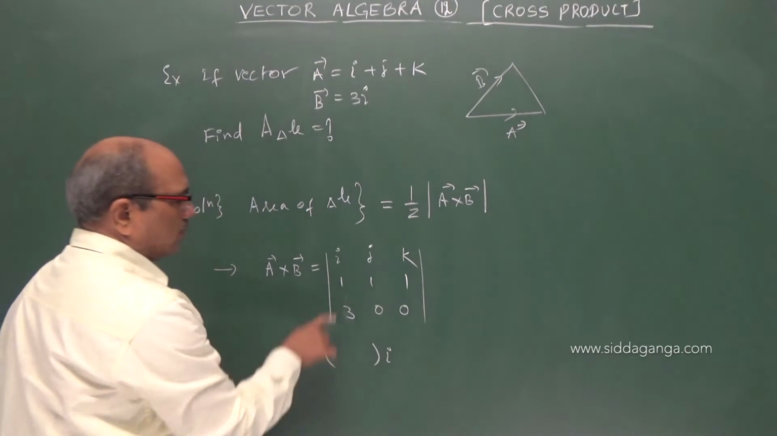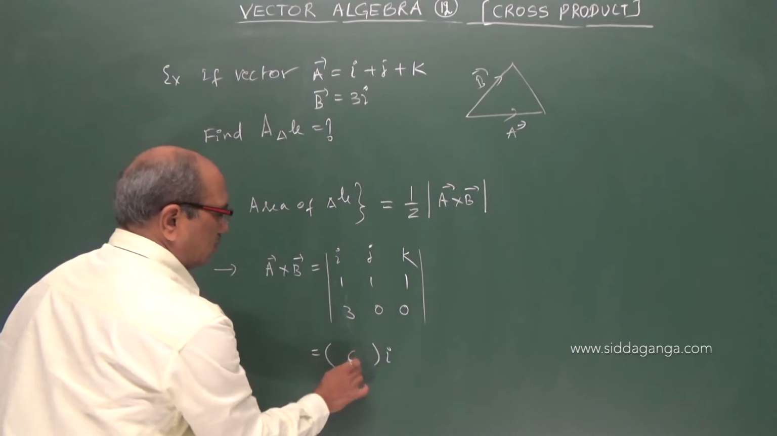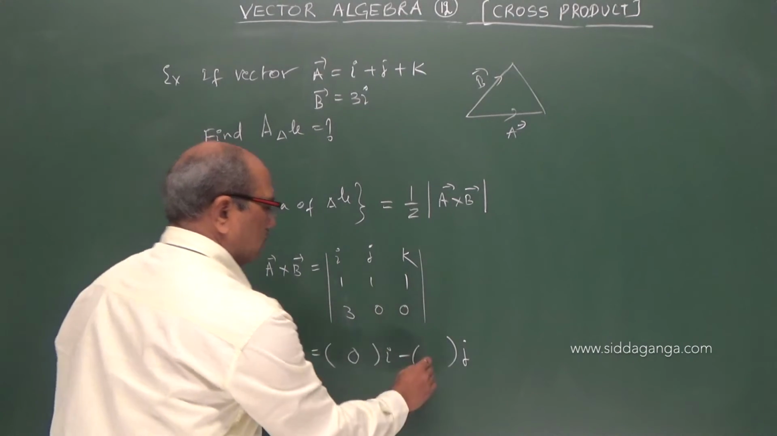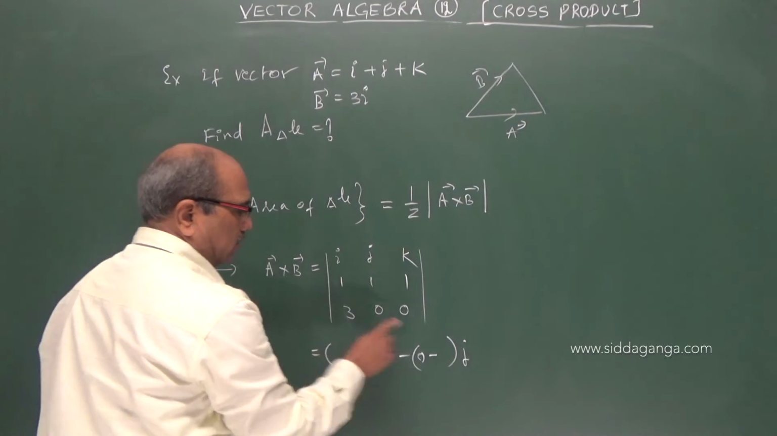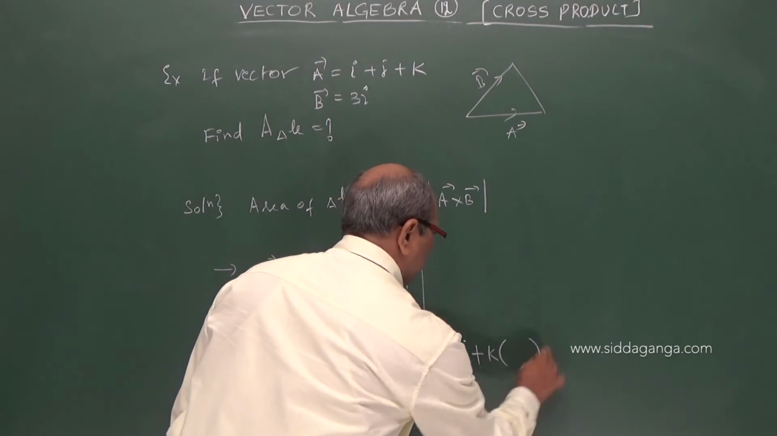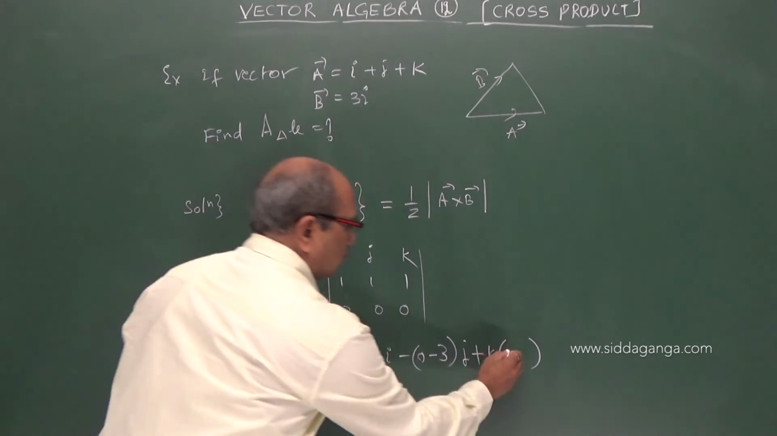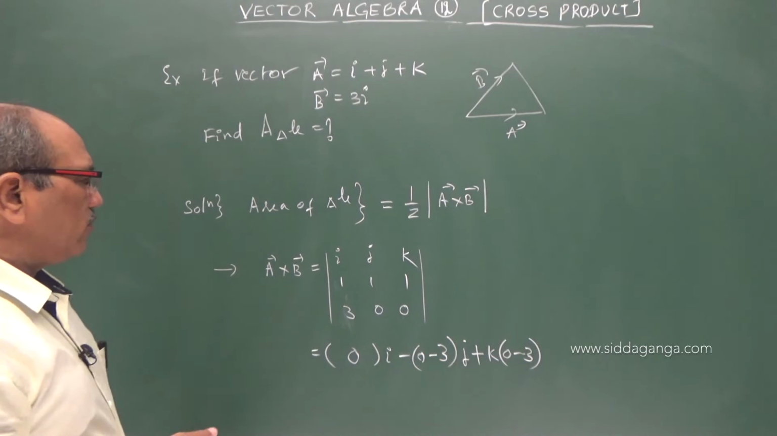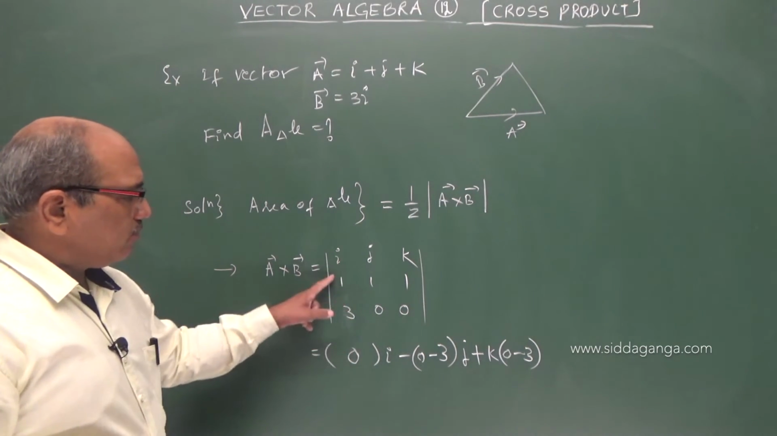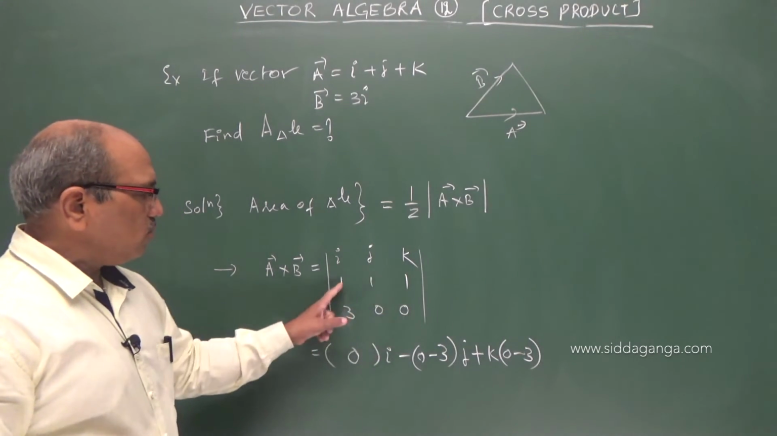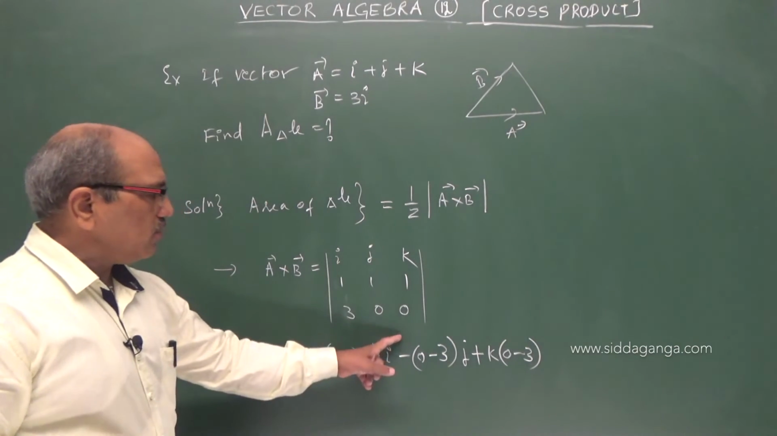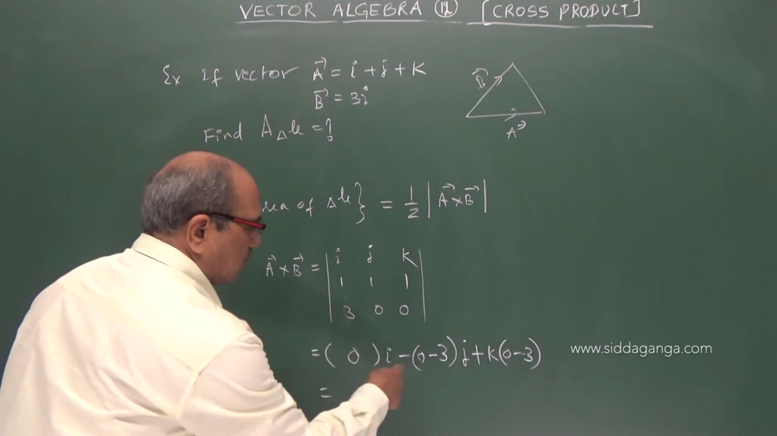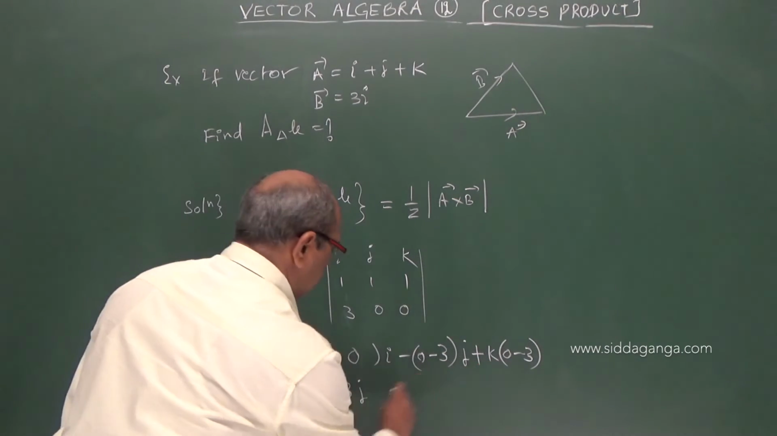Now i, first column leave, 1 into 0 minus 0 into 1, cancel, 0. Minus j, leave the middle, 1 into 0 is 0, minus 3 into 1 is 3. Plus k, leave this, 1 into 0 is 0, minus 3 into 1, minus 3. So what we got here, minus of minus is plus 3j, and it is minus 3k.